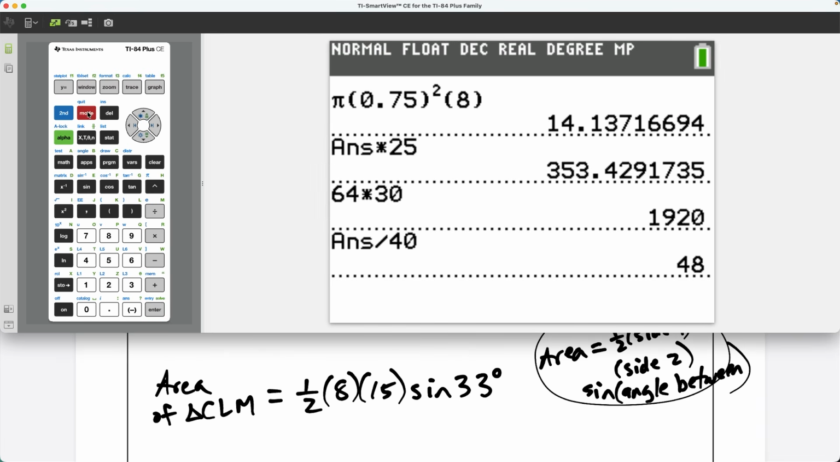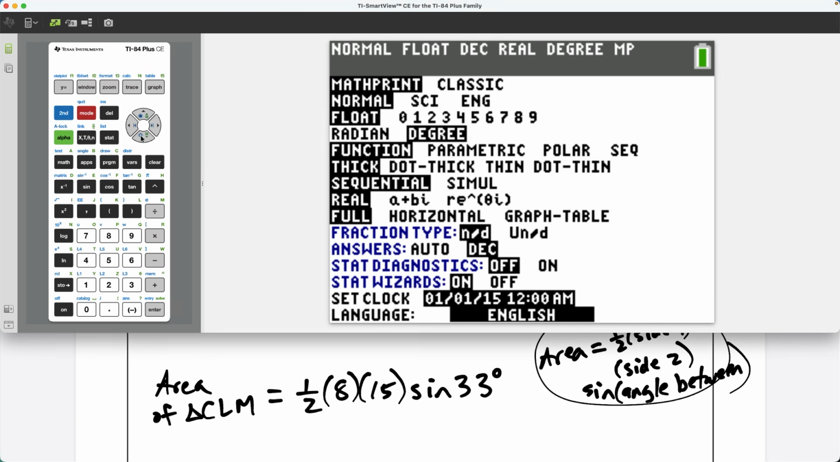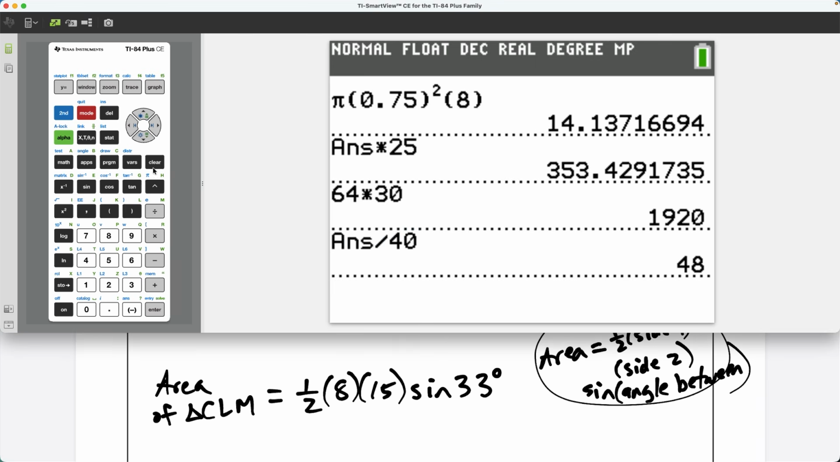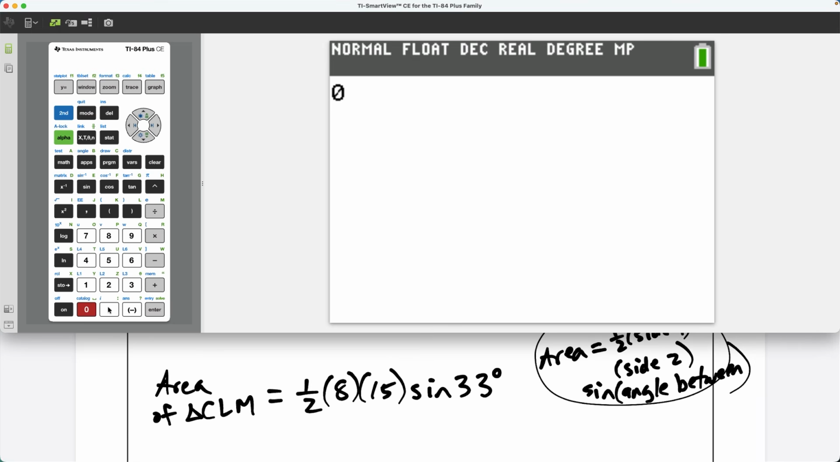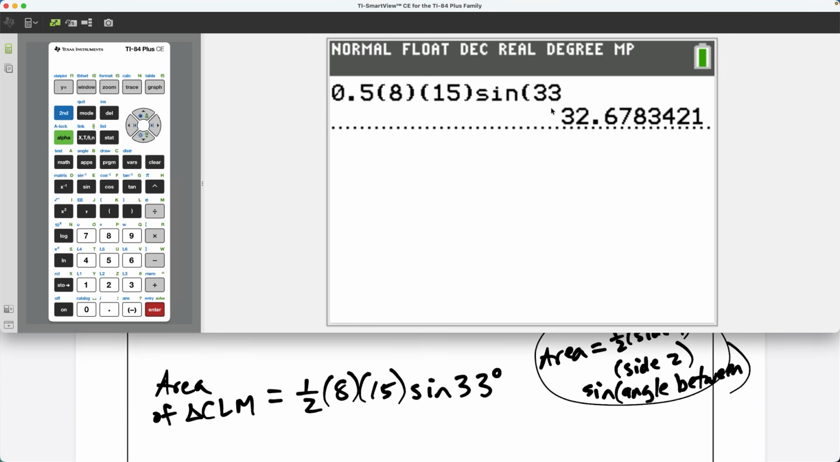So remember, if you're not in degree mode, you press mode and go from radians over to degrees and press enter, and press second mode to go back to the main screen. So 1/2, I could say 0.5 times 8, and then times 15. And then we're multiplying that by sine of 33 degrees. We press enter, and this will give us our area.